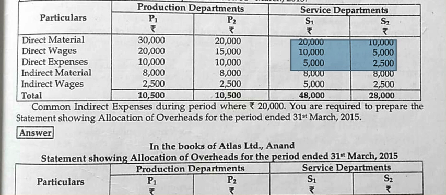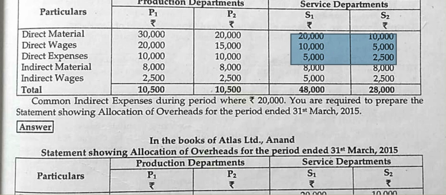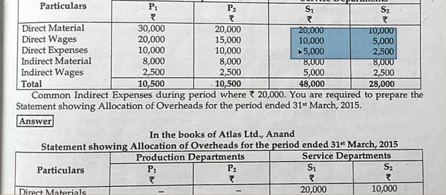So first we'll allocate as it is the total of direct material, wages and expenses to the service department as given in the problem, and then we'll think of allocation of the various production and service department overheads as it is given in the problem. Now there is one instruction down over here, that common indirect expenses during the period were 20,000. We'll think of that in the problem answer.